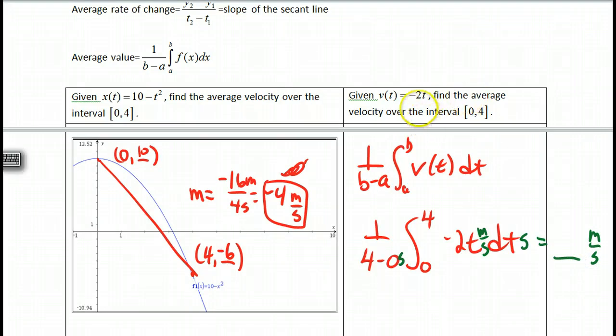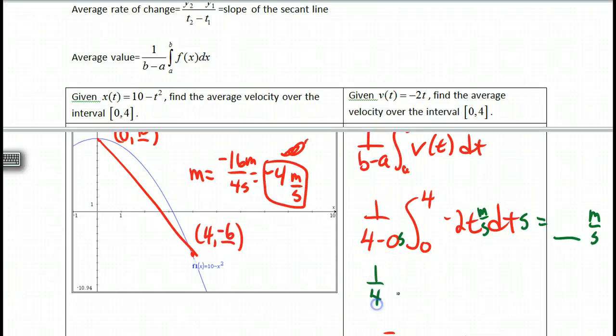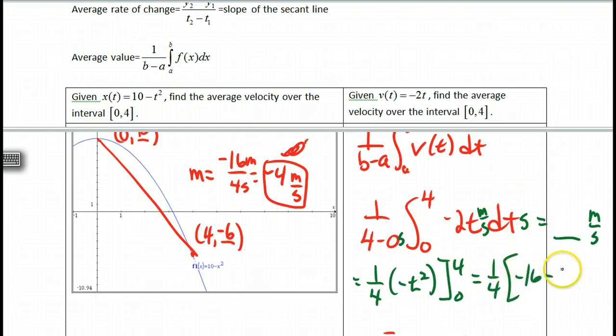So if it says find the average velocity, given the velocity function, I have to go through this process to figure it out. And if we do this, this is 1 over 4. Then if I take the antiderivative of this, this would be negative t squared. And then I'm going to evaluate that from 0 to 4. So I got 1 fourth times negative 16 minus 0, which would be negative 4. And once again, I already did the units, so this would be meters per second. Whoa, that looks a lot like this other one. Well, if you notice, I did take the velocity function from this position function. And so if I integrate this velocity function and plug in my a's and b's, that's much like this over here. And then I divide by the 4. That divides by the time.